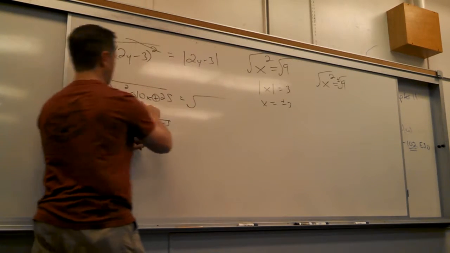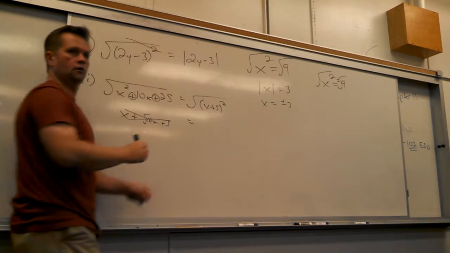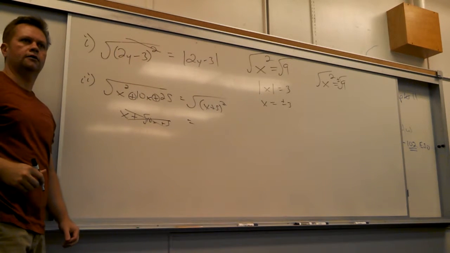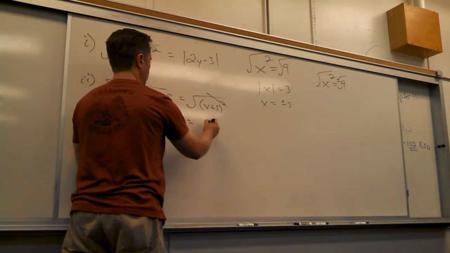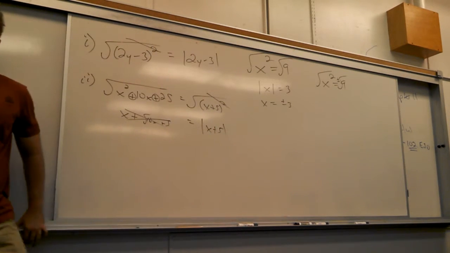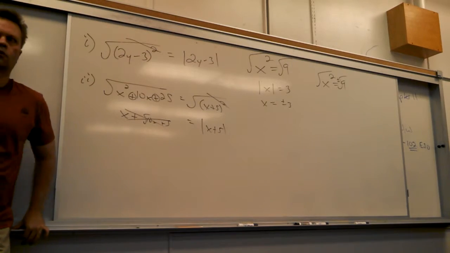So how do I factor this? Yeah, so x plus 5 squared. And the square root of that, these cancel, but then you have to put the absolute value of x plus 5 just to cover yourself in case that comes out negative. Okay.